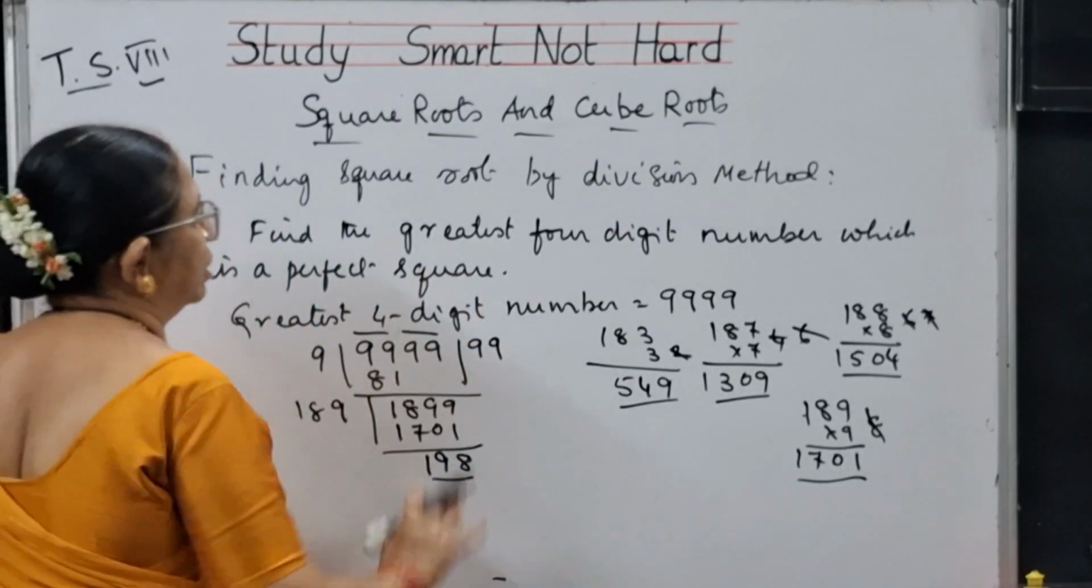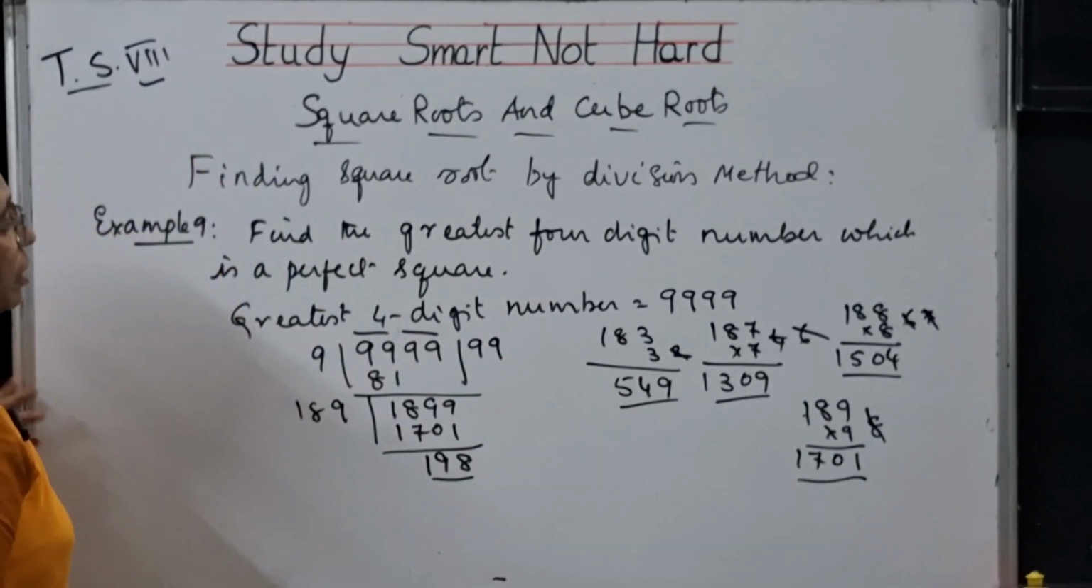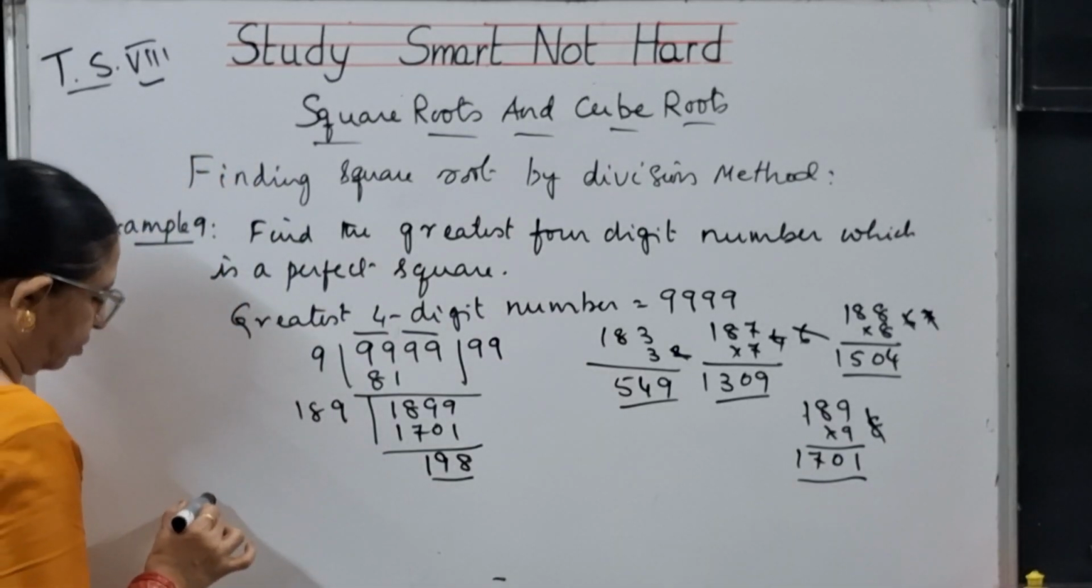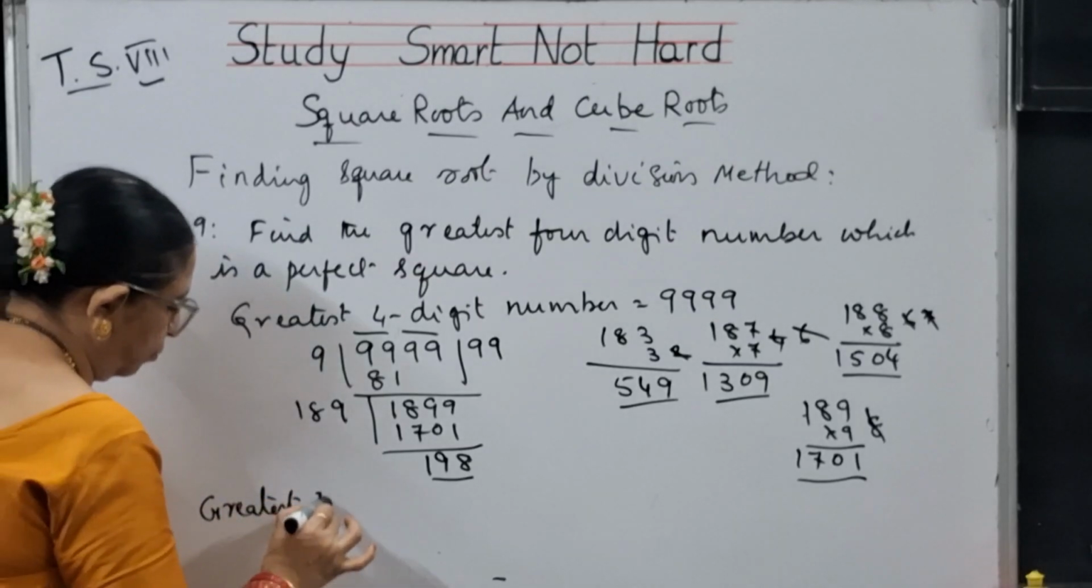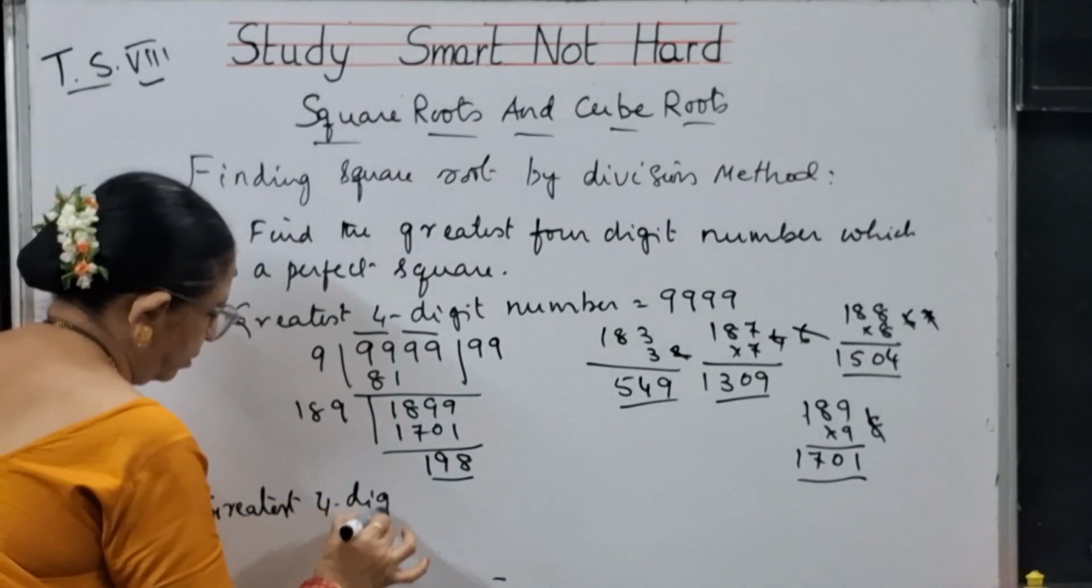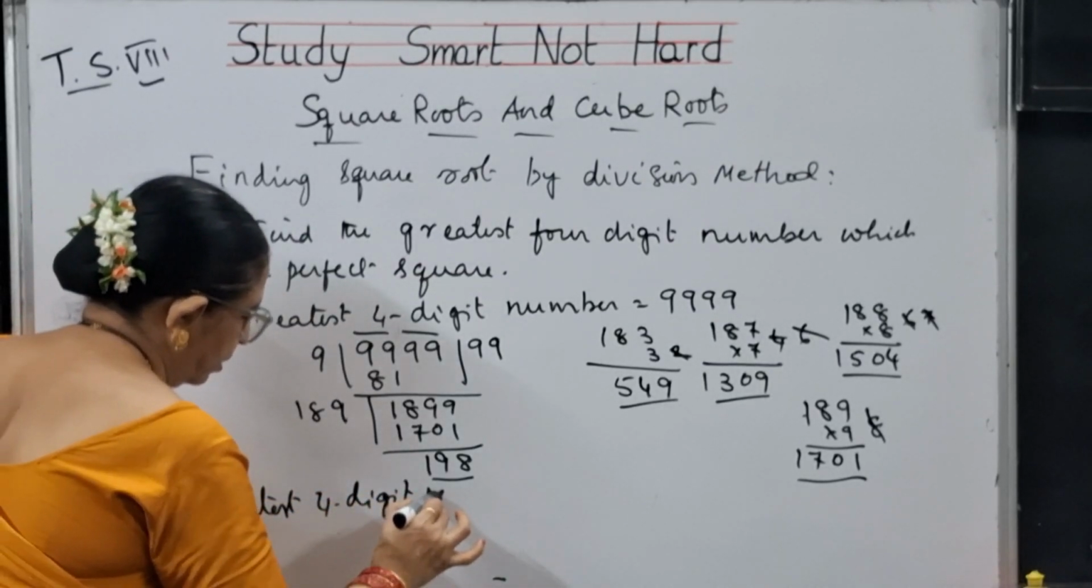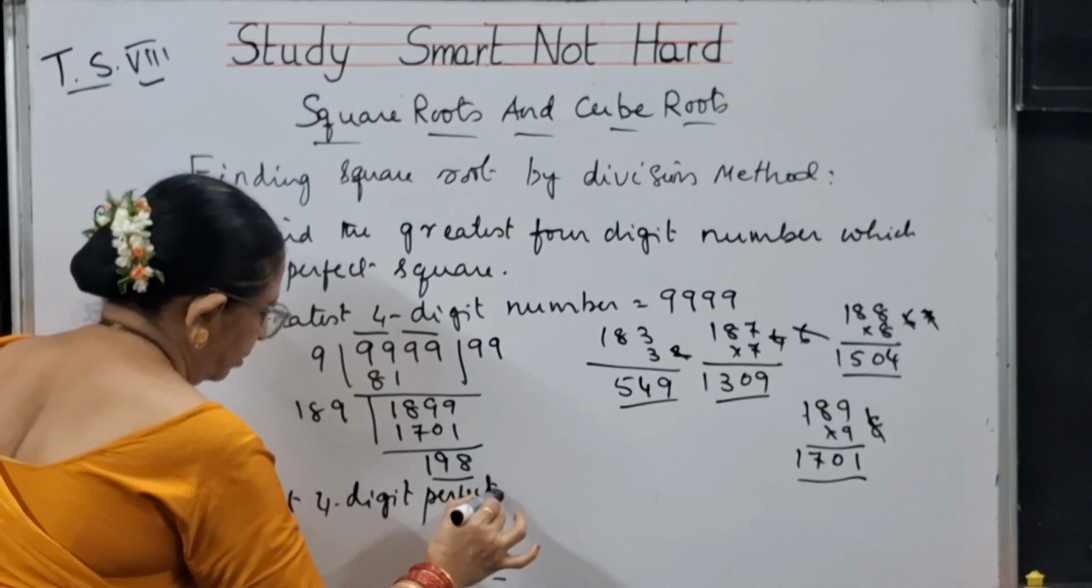So you want what? The greatest 4-digit number which is a perfect square. So greatest 4-digit perfect square.